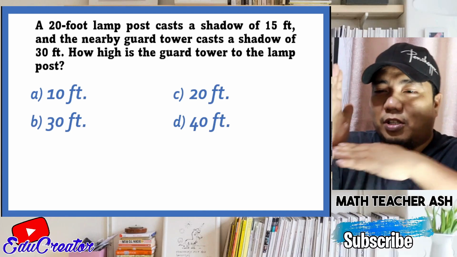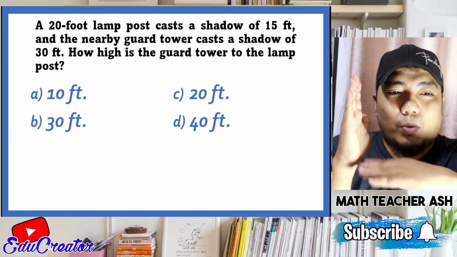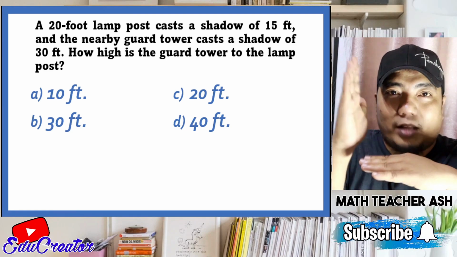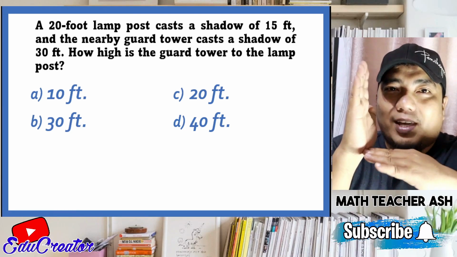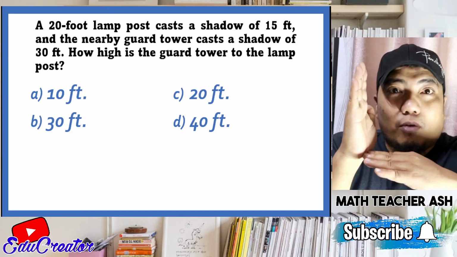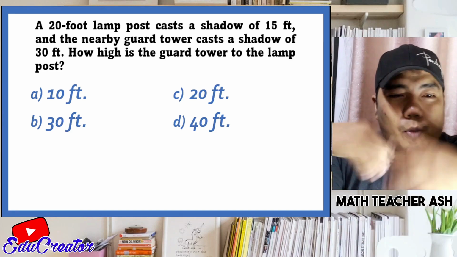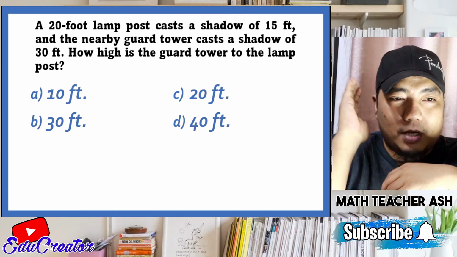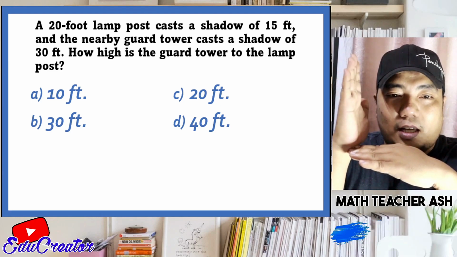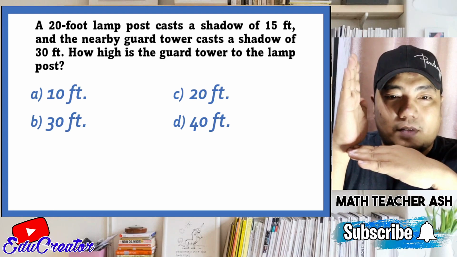So let's consider first our first given. So we have a 20-foot lamp and a 15-foot shadow. So 20 over 15. If we get the scale factor of 20 over 15, that would be 4 over 3. Okay, so going to our next given, that would be 30, the shadow, and here is the tower, or the height of the tower.